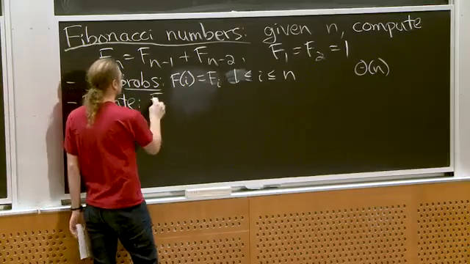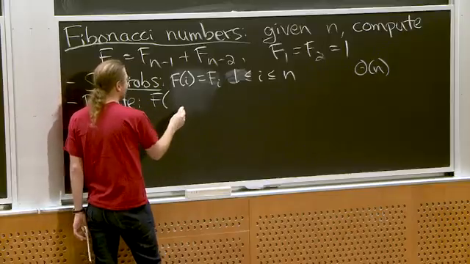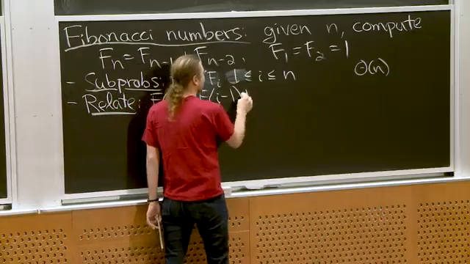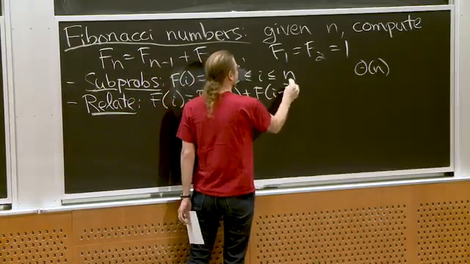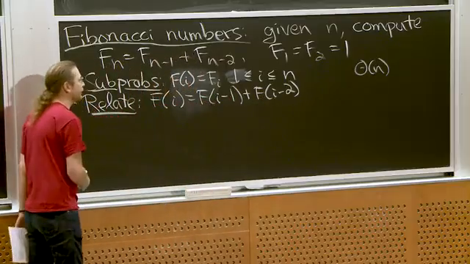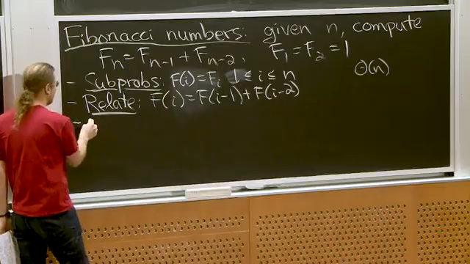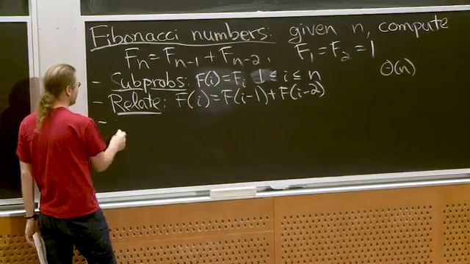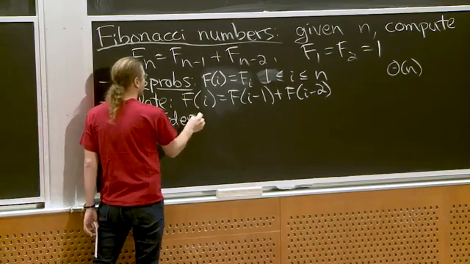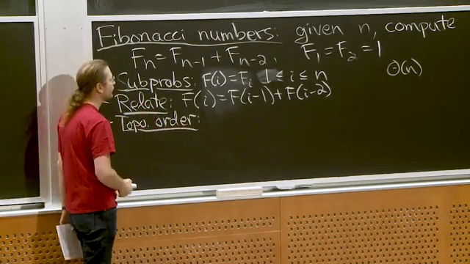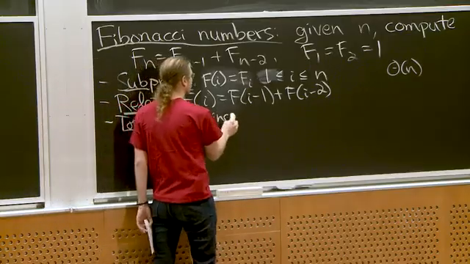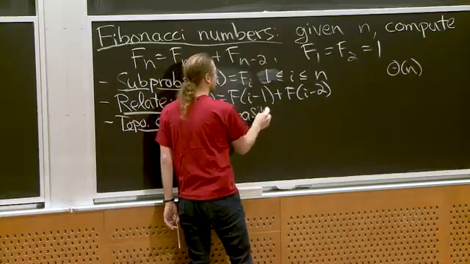And then we can write the recurrence relation on these guys, just f of I equals f of I minus 1 plus f of I minus 2. So in other words, recursively compute those Fibonacci numbers, then add them together. That's an algorithm. Next is T for topological order. Here, of course, we just want to compute these in order of increasing I from the base cases up.